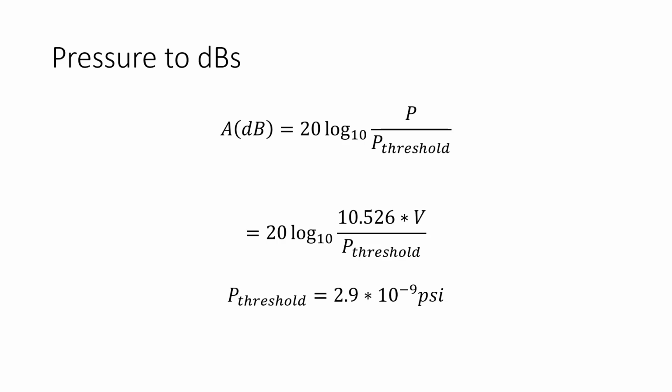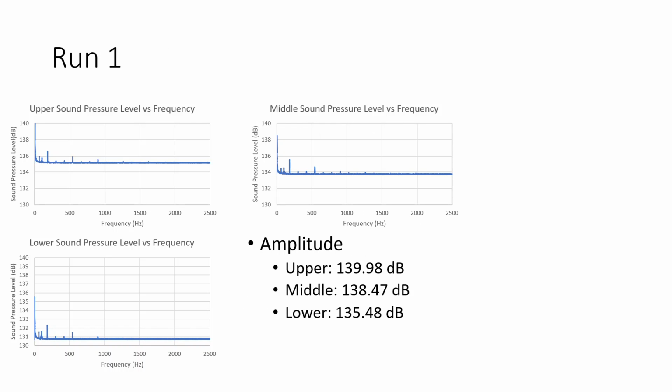From those pressure values, we want to relate them to something that you and I can understand, which in this case would be human hearing, which is why we convert from pressure to decibels using this formula, where P threshold is the pressure threshold of human hearing. From that, we arrive at these graphs showing us the peak decibel number and frequency for each of the pressure sensors. I am going to quickly go through these graphs for each run.